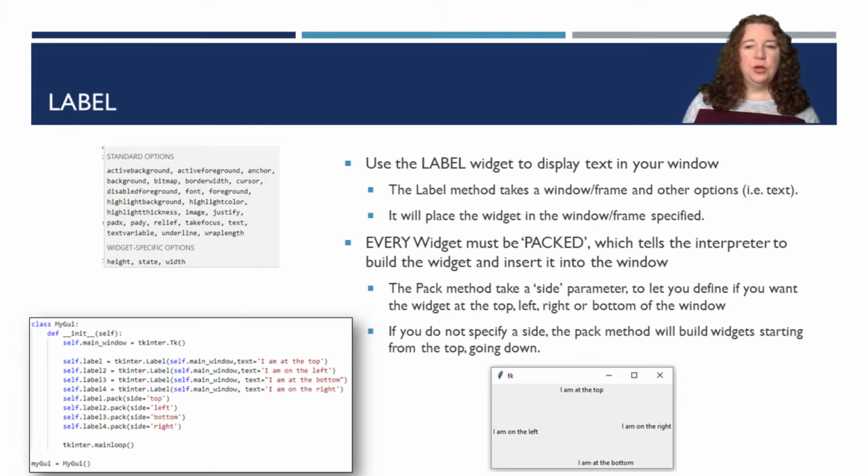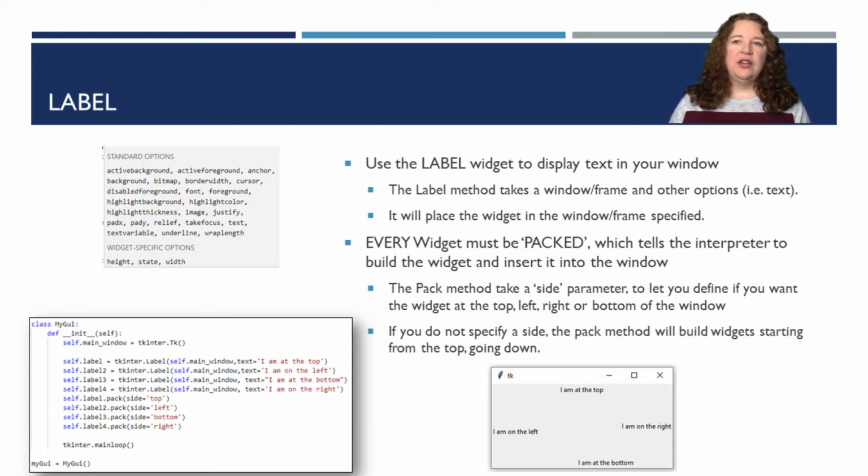If I put 2 or 3 at the bottom, again, it will do them in order from top to bottom. So if I put 4 different things at the bottom and I didn't give them sides or put them in a frame, they will just be aligned one on top of the other. So as you can see, we can take this label and we can put it in different places. This is kind of a nice way of organizing.